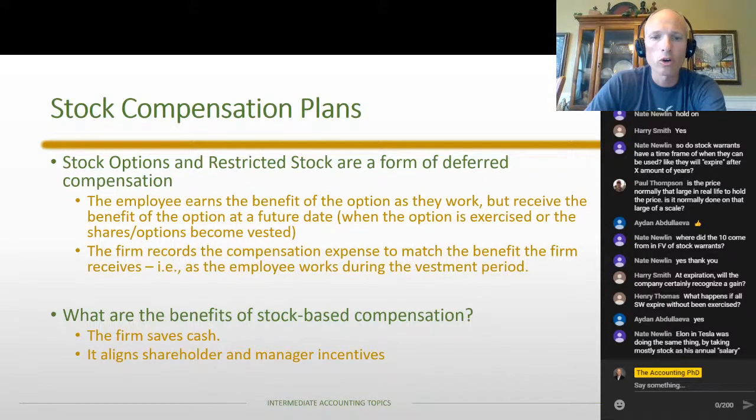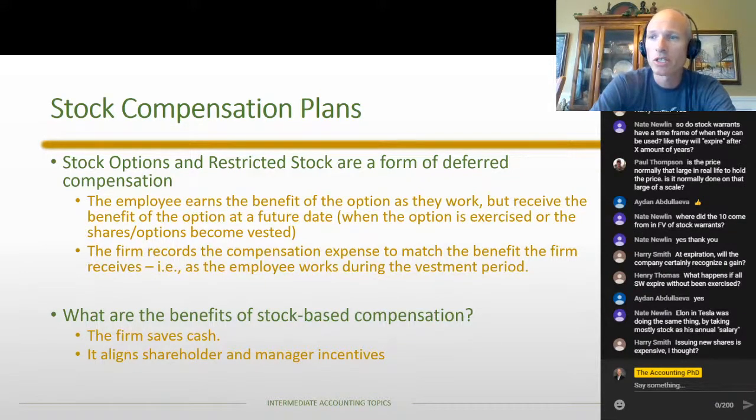It does align shareholder and manager incentives. In other words, if I as a manager am looking at this and saying, well, okay, a large portion of my income is caught up in the share price, with a stock option or restricted stock, as that share price goes up, the value of my compensation goes up right along with it. Obviously this is something that the shareholders want as well, because they just want the stock price to go up. So Nate says Elon and Tesla was doing the same thing by taking mostly stock as his annual salary. Absolutely. It's crazy how much money they can make through this stock-based compensation.